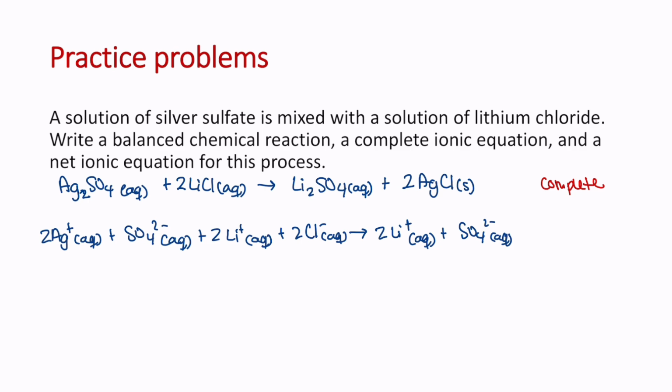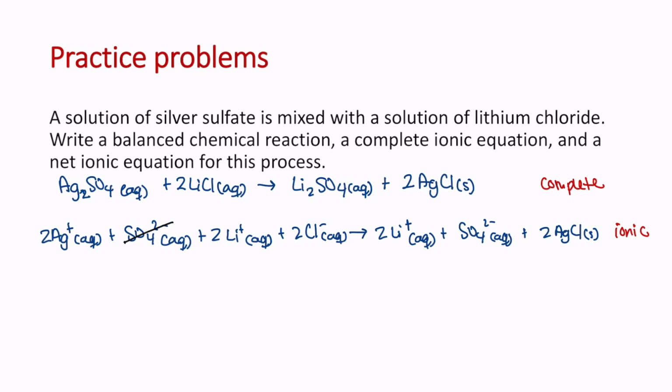Now, since the silver chloride is solid, it is going to not break up into its ions. It's going to stay the same. So we'll get plus two silver chlorides. This is our ionic equation. Remember, with your ionic equation, you're going to cancel out the spectator ions.